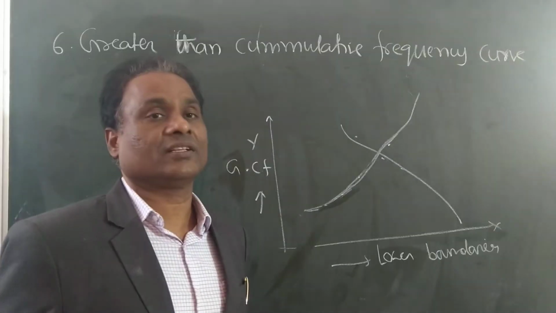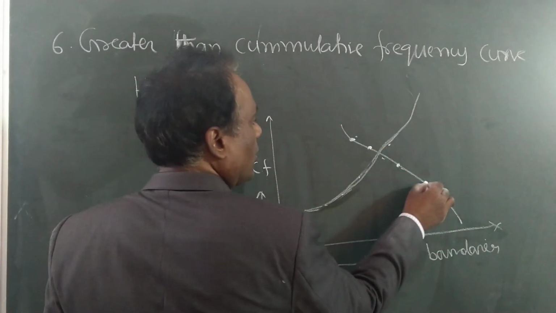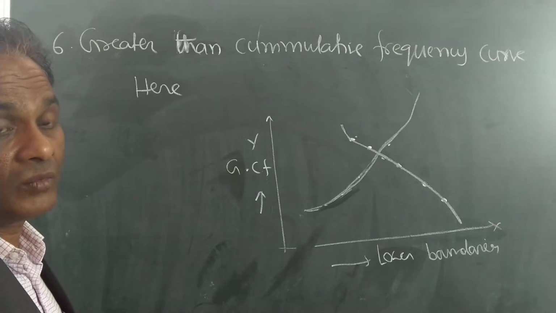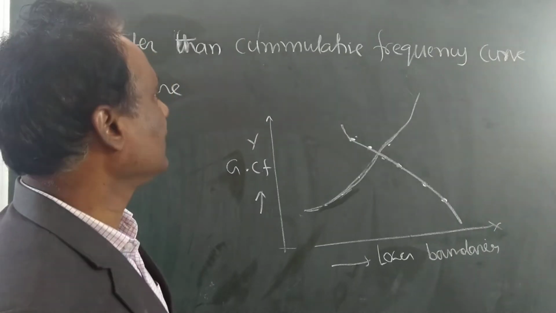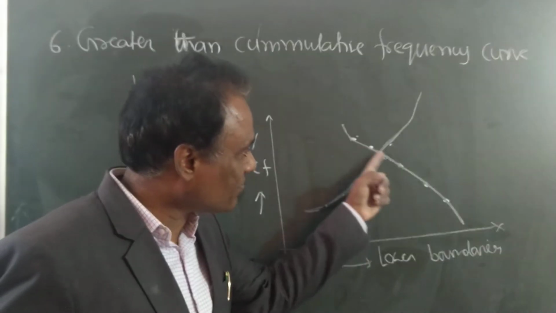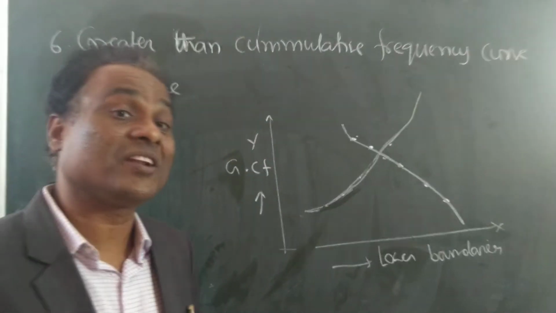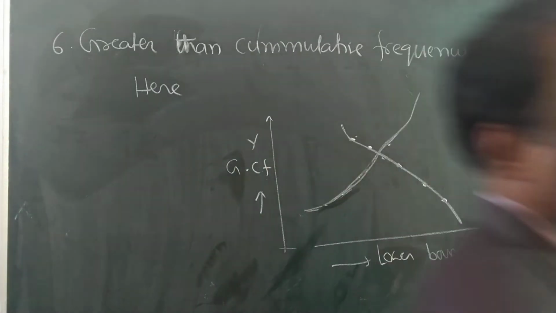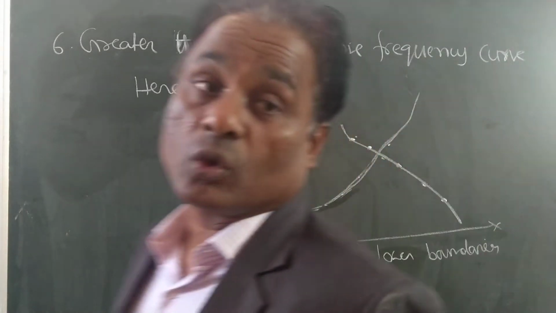The curve obtained by joining these points is called the greater than cumulative frequency curve. Write down.